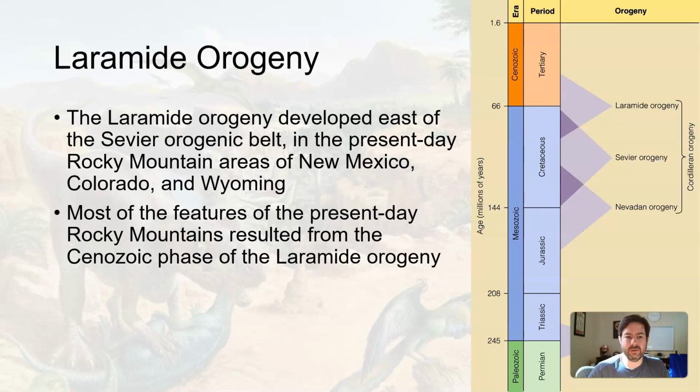Most of the features of the present-day Rocky Mountains resulted from the Cenozoic phase of the Laramide Orogeny, the half that's in the Cenozoic, to kind of finish out the Rocky Mountains. But the beginning of it definitely started in the Cretaceous, bordering the end of the Mesozoic and the beginning of the Cenozoic.